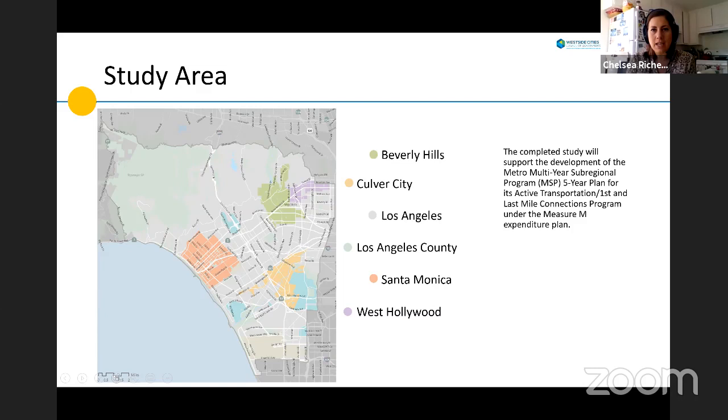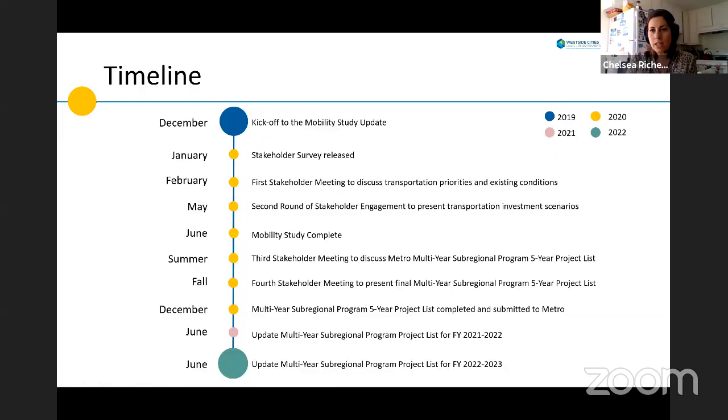And the timeline is on the next slide, Winnie. You can go to that slide. So this just shows the overall project timeline. The mobility study is anticipated to be completed by the end of June. And then following that, as I mentioned, we'll be moving into the multi-year subregional program project list development. And we anticipate to have that project list completed by December. And then there's an annual update scheduled for June of next year and June of the following year as well, to add and remove projects from the list as appropriate, depending on what has been built and if priorities shift from year to year slightly.